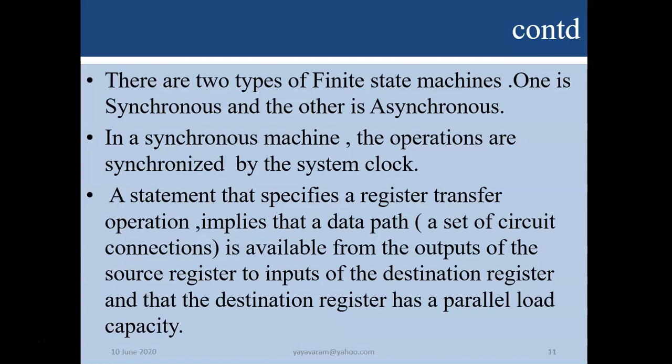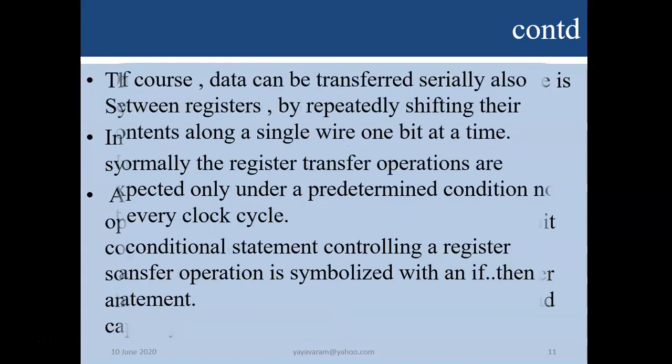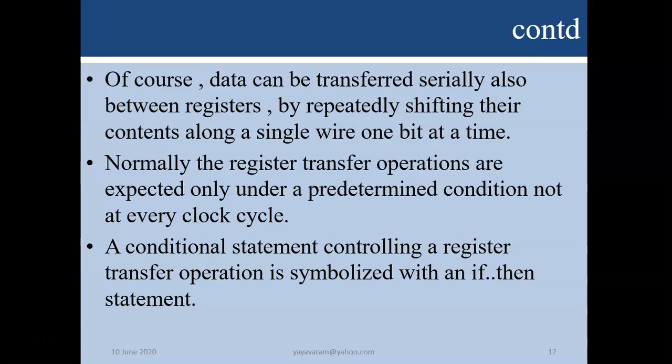What will it do? These circuit connections give us a facility where the outputs of the source register, for example R1, are given to the inputs of the destination register, earlier example R2. That means this may also have a parallel load capacity. If I have 8-bit data, all 8 bits may be transferred from R1 to R2. But of course, there are also some cases where the data is transferred serially between the registers.